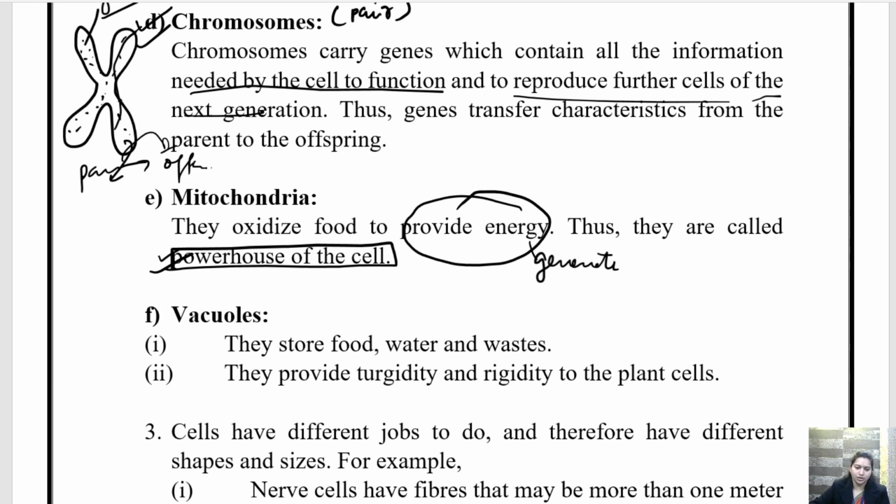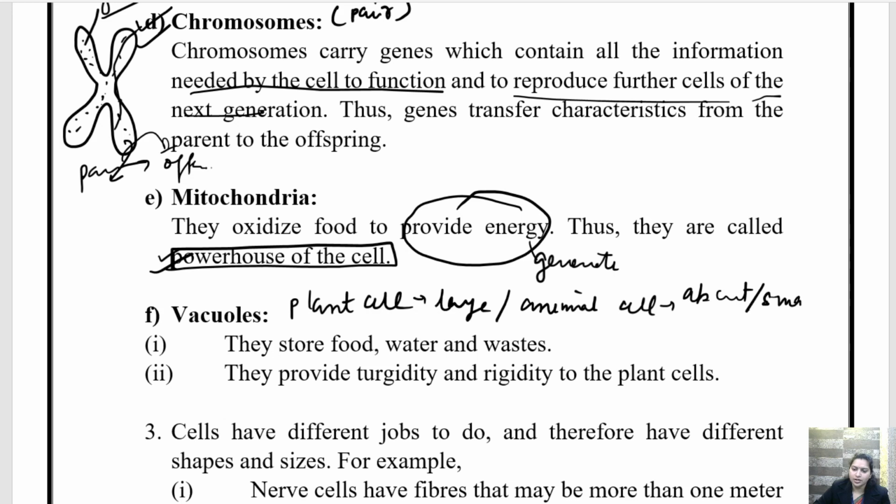Next we have is vacuole. We know that in plant cell vacuoles are large or small, children. In plant cell vacuoles are large, whereas in animal cell vacuoles are either absent or very small. Okay, so what is the function of vacuole? They store food, water and waste. Okay, they provide turgidity and rigidity to the plant cell.